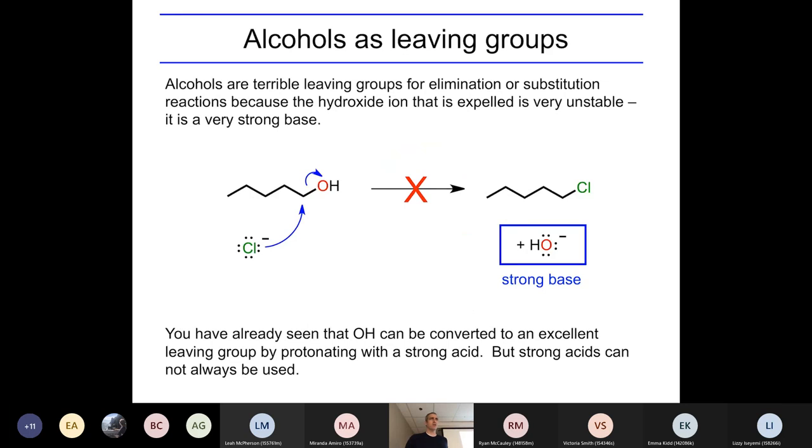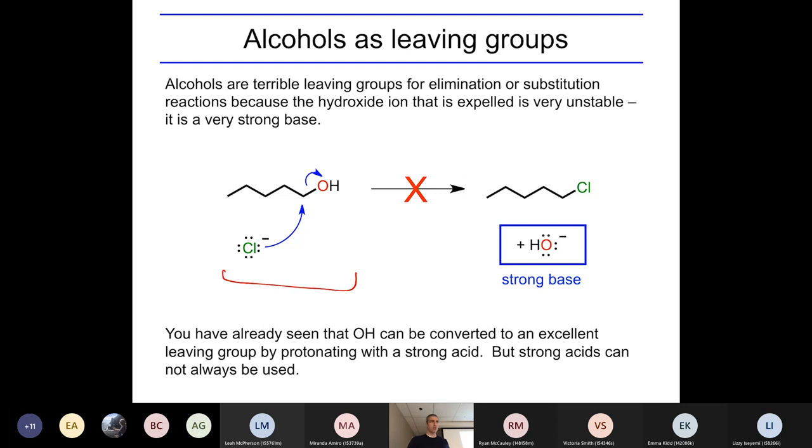Sometimes, though, you don't have to convert it to a halide to make it into a good leaving group. We've seen that OH groups on their own are terrible leaving groups, right? You can't do this reaction, for example, that we see right here. Chloride is not going to come in and knock out hydroxide, because hydroxide is a strong base. Strong bases typically make very bad leaving groups.